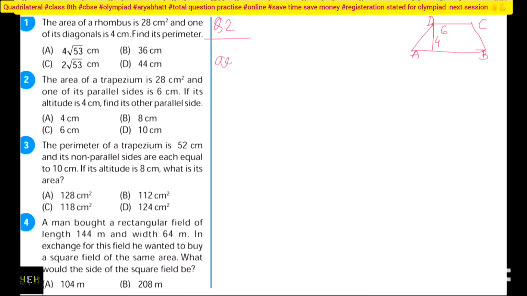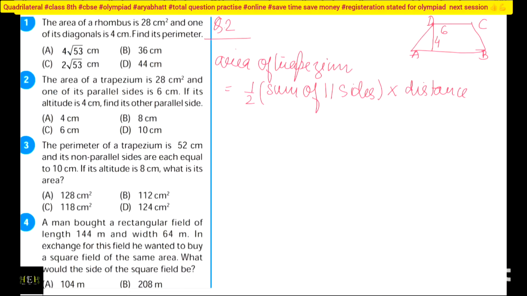Now one thing is the area of trapezium. Formula is what? Half sum of the parallel sides into the distance between them. Distance, or you can here say the altitude. Distance between them.